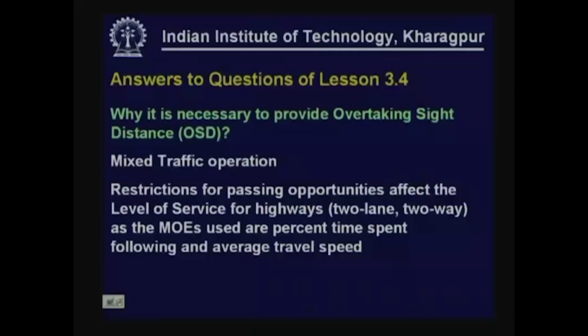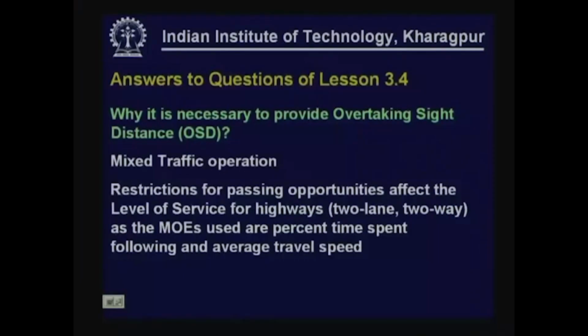Now, I shall try to answer the questions of lesson 3.4. Why is it necessary to provide overtaking side distance? You know that every vehicle does not travel at the same speed, particularly in mixed traffic operation. So, wherever there is traffic operation on highways and other types of roads, it is required, but it is more required for mixed traffic operations due to the differential speed criteria. So, opportunity for overtaking should be given.